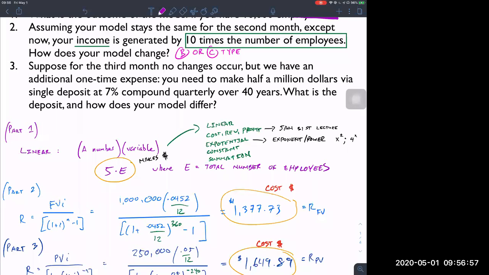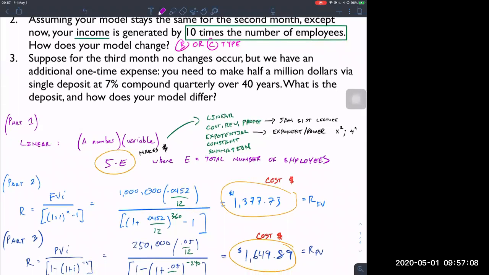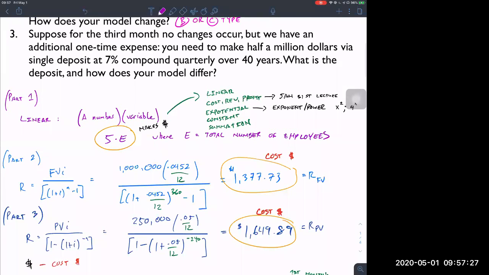So all of a sudden it says your income is now generated by 10 times the number of employees. Is that affecting part 1, 2, or 3? Which of these 3 things were income? And if you look, I wrote it in black and red, so you should only be looking at one option. There's only one option available. And what is that option? Part 1. Part 1, right? So the number 2 follow-up question is asking you to change part 1.